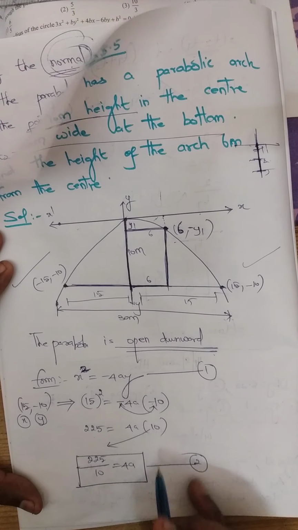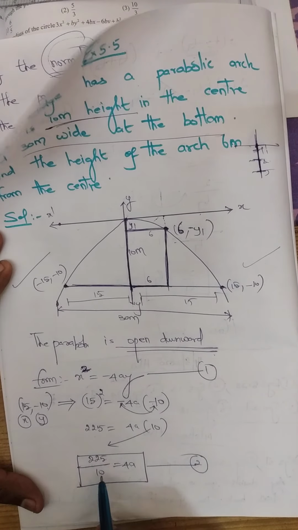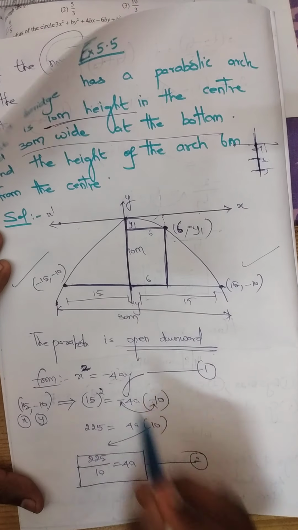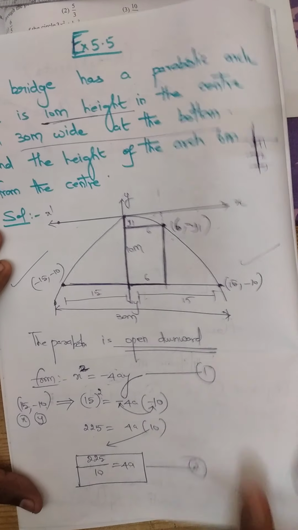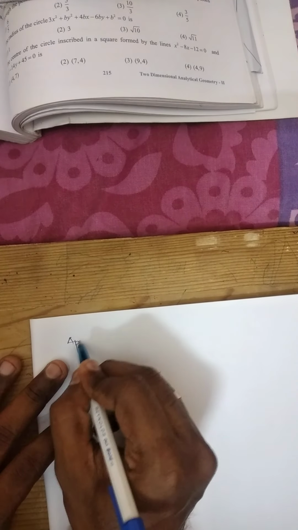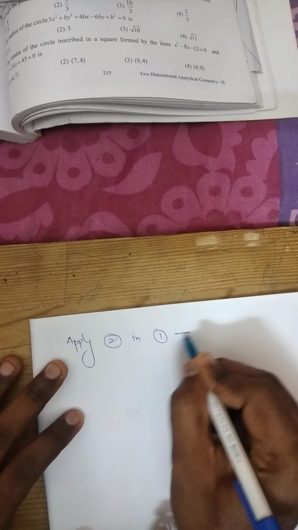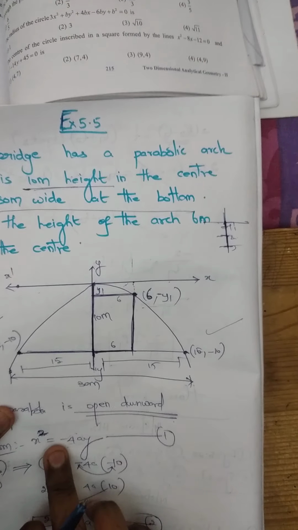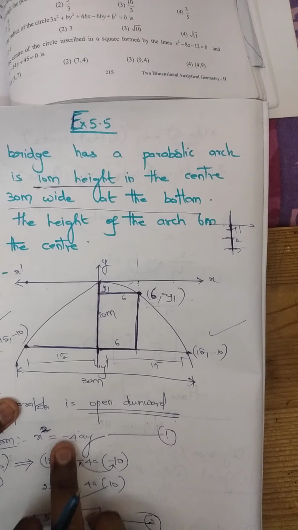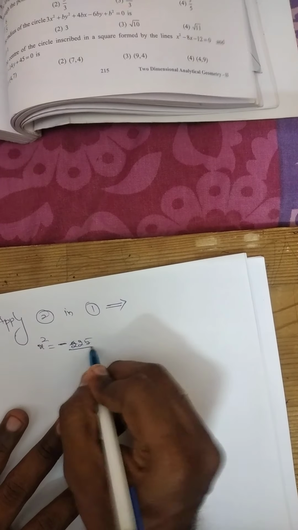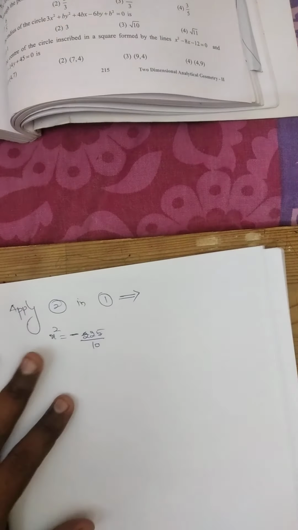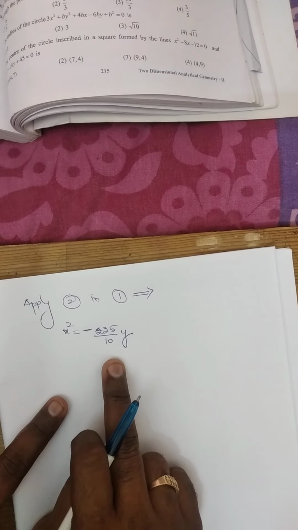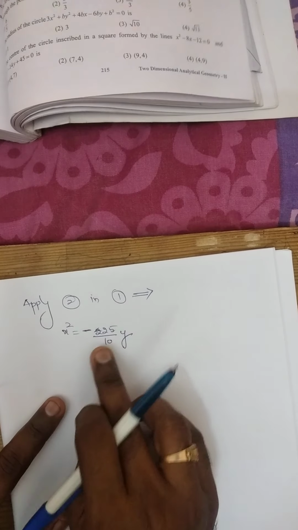So this 4a is equal to 225 by 10. In place of 4a, I need to apply 225 by 10. So apply 2 in 1. X square is equal to minus, what is 4a? 4a is 225 by 10. Then what is present here? Y, so write y as it is. Therefore, x square is equal to minus 225 by 10 into y. Now I have found 4a.